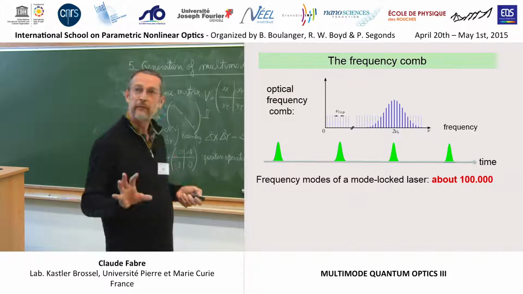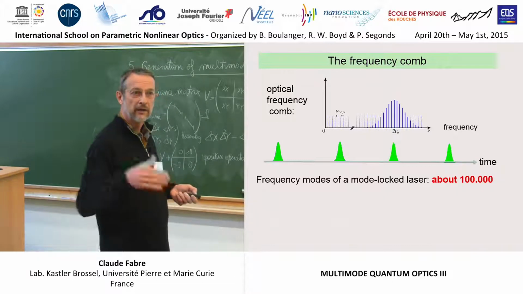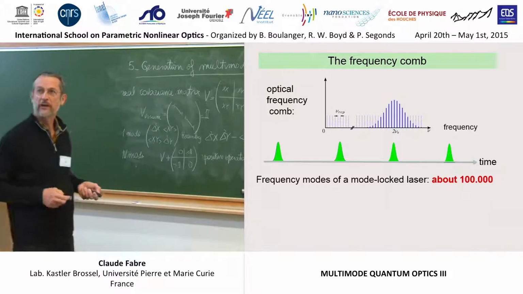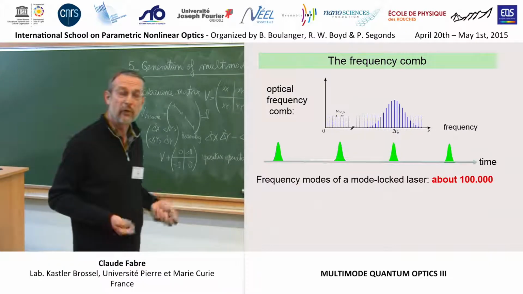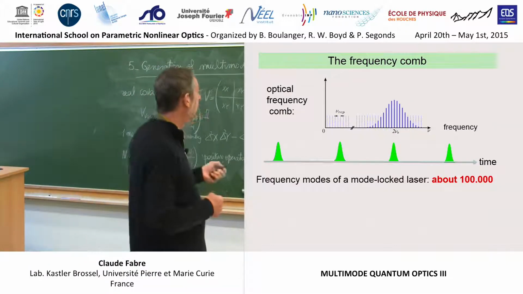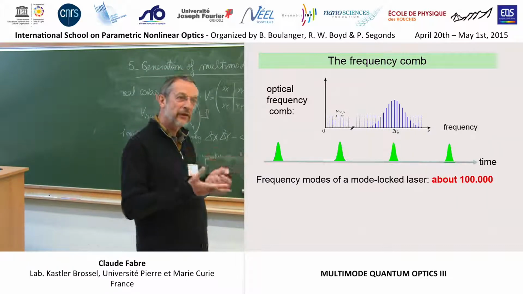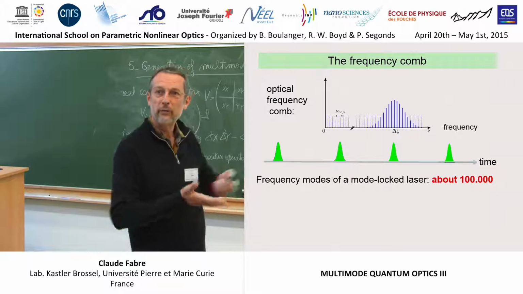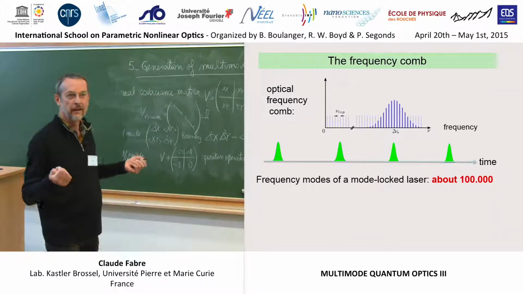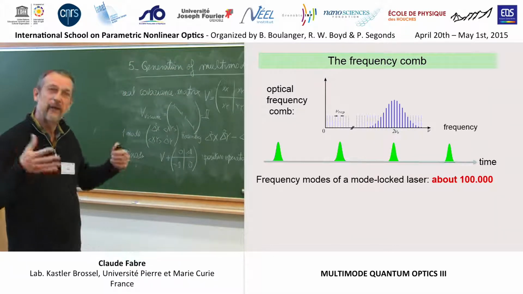So if you take 100 femtosecond pulses, 100 megahertz repetition rate or something like that, which is a usual mode-lock laser that you can buy, you have 100,000 frequency modes. So you have 100,000 degrees of freedom, and hopefully if you put some quantum flavor on that, you have a highly multimode quantum thing.